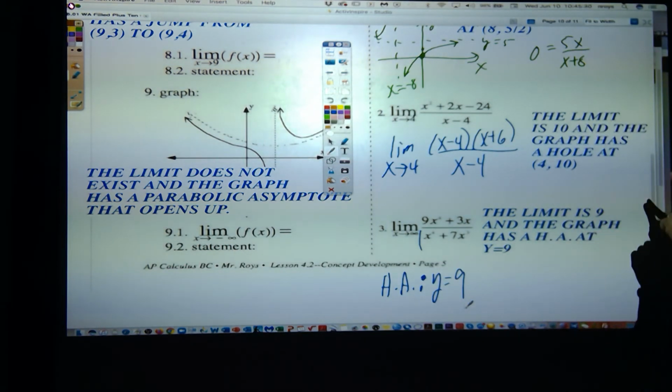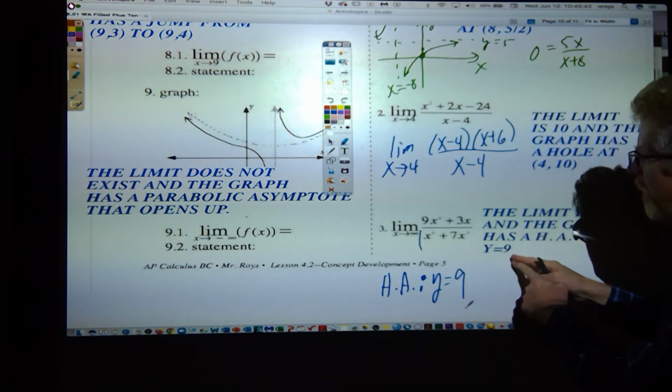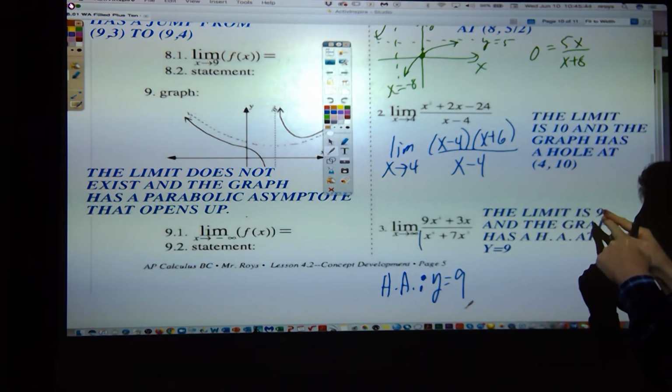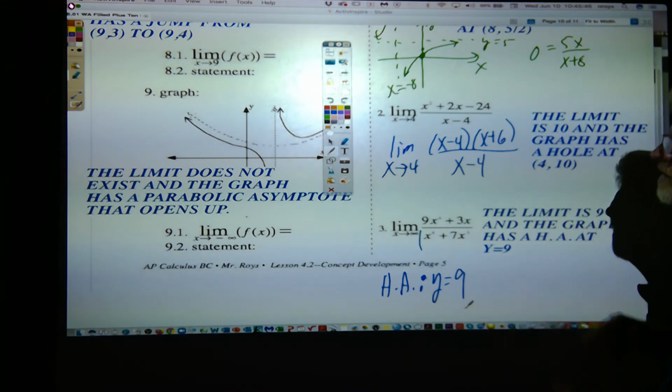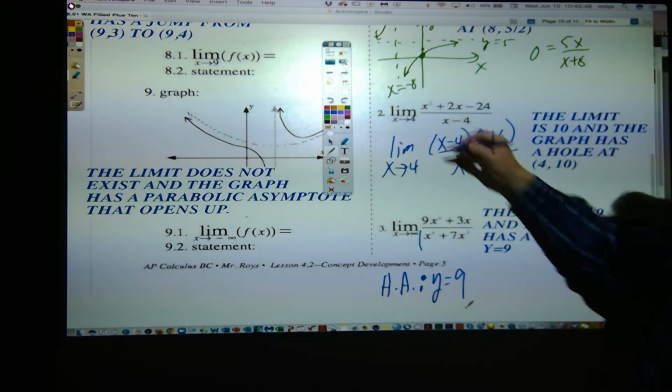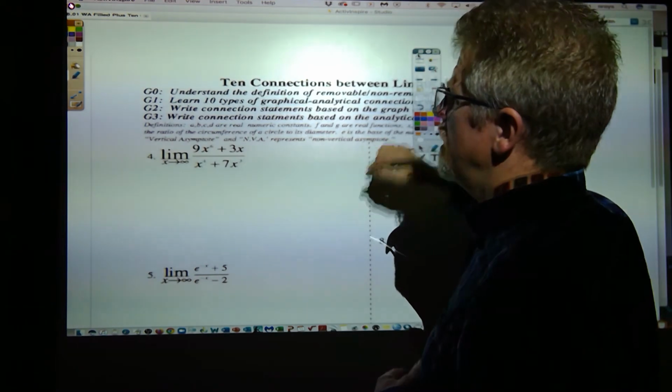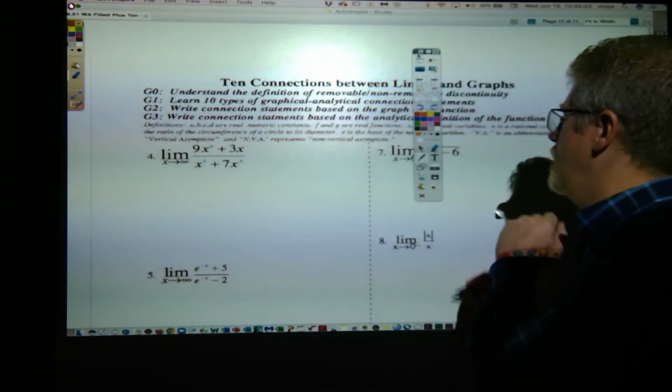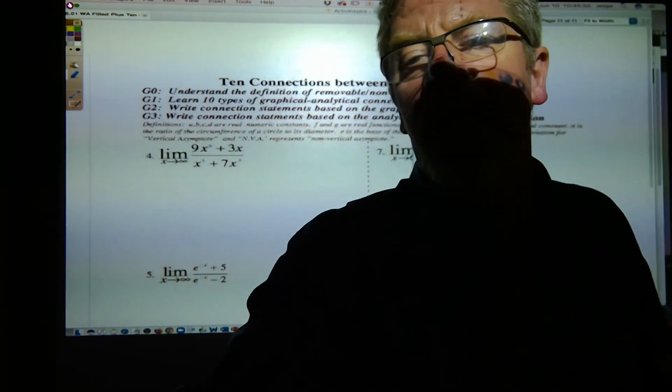There's a connection between the limit and some feature of the graph. The limit is the number in the equation of the horizontal asymptote. Next page, try number 4 on your own. Pause.